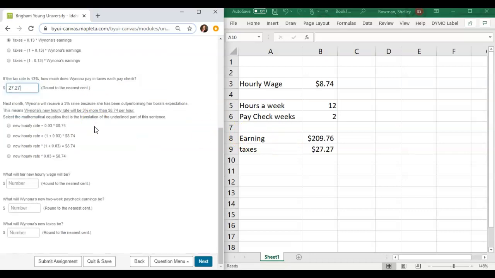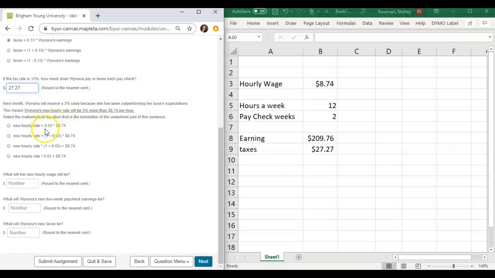The next part. Next month, Wynonna will receive a 3% raise because she has been outperforming her boss's expectations. This means Wynonna's new hourly rate will be 3% more than $8.74 per hour. Here's where we end up with the more than sentence. That means it's 100% of the original, and then she gets 3% on top of that, on top of the original. So this is where we will look for the more complex equation here. We have the original plus that 3%, and that original.